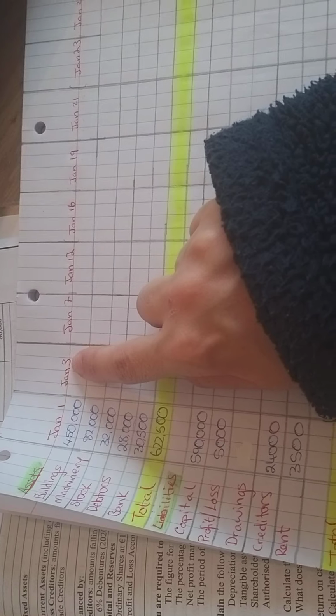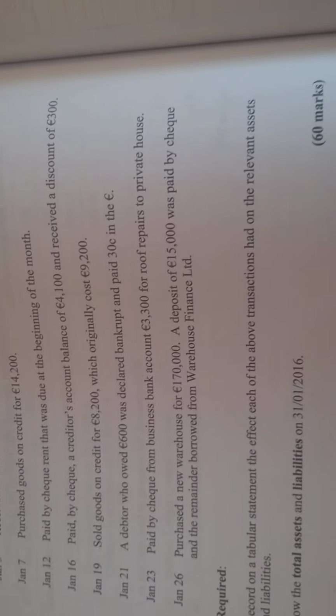So again, your dates. You always start up here with your assets. Then your dates, you always put in the first of the month, the January. And then you go over to your question and you put down January the 3rd, January the 7th, 12, 16, 19, 21, 23rd, 26, and then you have a total column at the end.